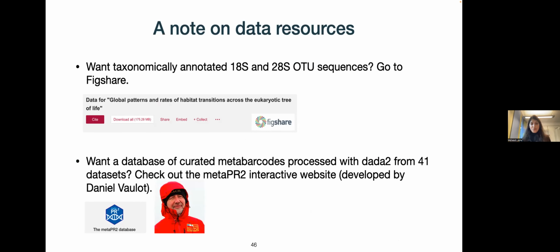And just a quick note that if you're interested in any of the data that I presented today, you can find it online. We've put up our taxonomically annotated long read sequences on Figshare. And if you're interested in short read metabarcodes, you can go to the MetaPR2 website, which has been developed by Daniel Vaulot. This is data from 41 different datasets that have been processed in a standardized way with DADA2. So you can check that out.